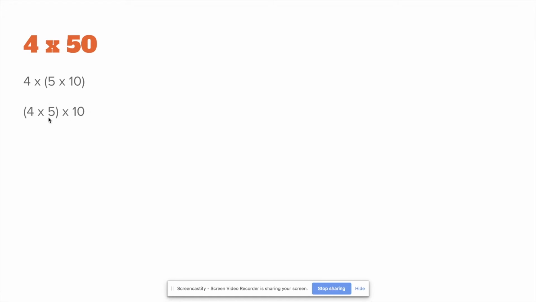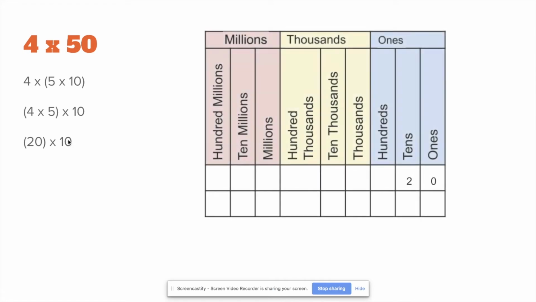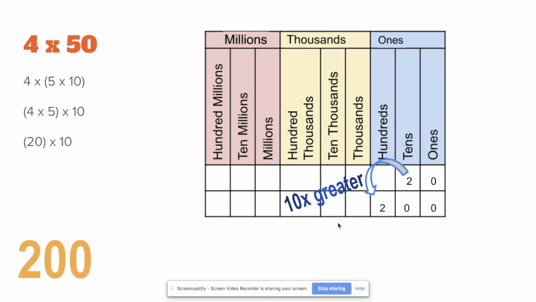4 times 5, what's 4 times 5? 20. And so now we have 20 times 10. So we're asking ourselves, what is 10 times greater than 20? Well, let's go back to our place value chart. If we have 20, 2 10s, 0 1s, what's 10 times greater than that? Well, 10 times greater would be the place to the left. So instead of 2 10s, I would have 2 hundreds. 10 times greater than 20 is 200, which means our answer is 200.